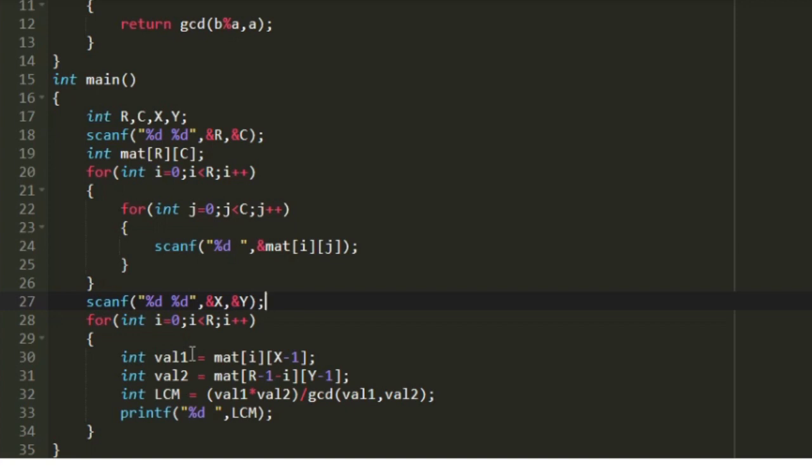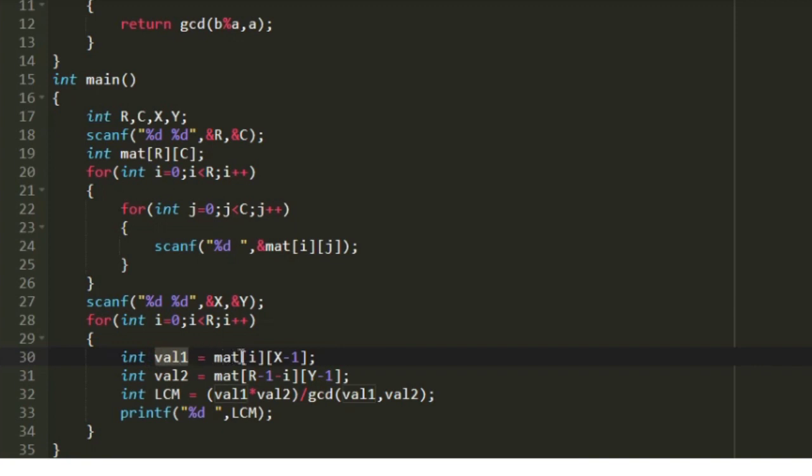So now we have to find the LCM for r sets of integers. So I am creating a loop that iterates from 0 to r, because totally we need to find LCM for r sets of integers. So that is why we are iterating from 0 to r. So now the integers for which we need to find the LCM would be present at the xth column and yth column. So first I am creating 2 new integer variables named val1 and val2, in which we will be storing the integers of the matrix for which we need to find the LCM.